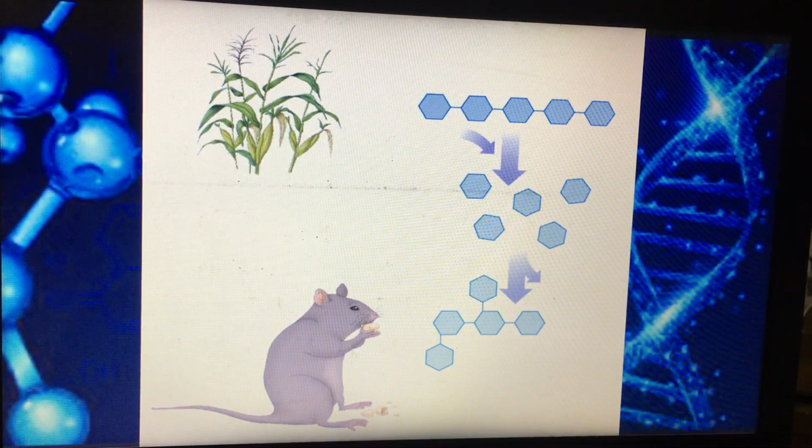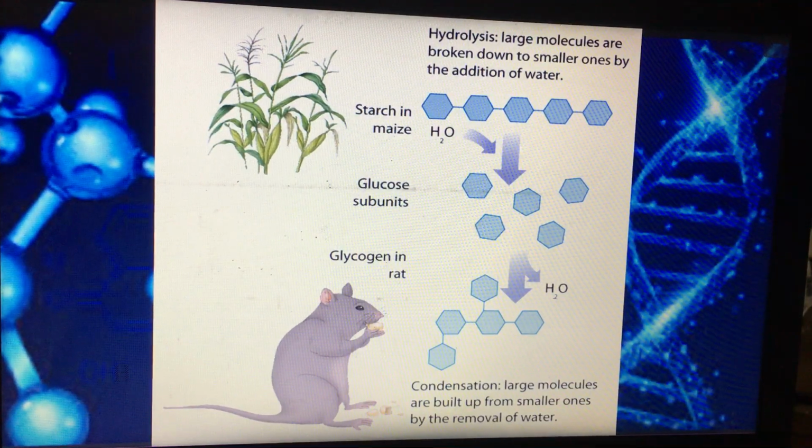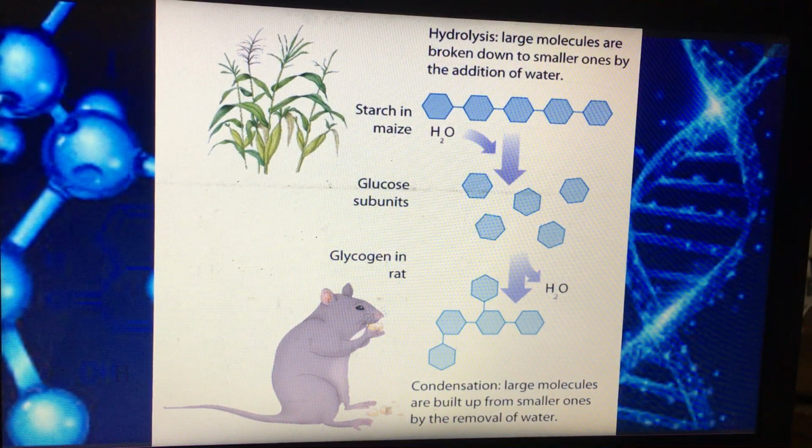Okay, so here there is starch in maize, which is corn. When the rats eat maize, the starch in the maize will break down to smaller molecules. Here the small molecules are glucose or glucose subunits. Actually, this process happens by the addition of water. So we call this process hydrolysis. So again, the rat eats maize. The starch in maize will break down to smaller molecules by the addition of water.